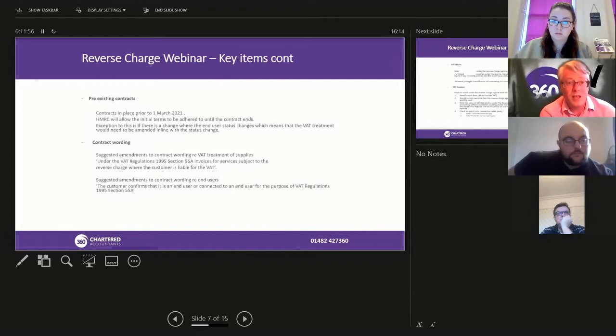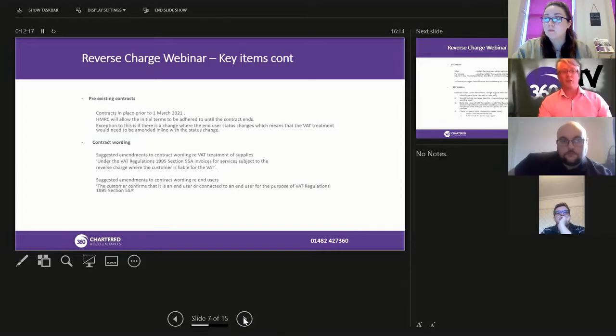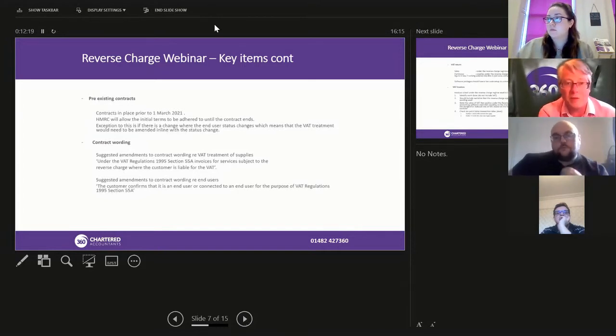So as you'll see, if you've agreed a contract and it's set in stone, HMRC will normally allow you to keep to the terms that you set out before the reverse charge came into place. And as you'll see, there's an exception to this. If there's a change where the end user status changes, for example, if it goes from you're not dealing with them direct to them dealing direct, then you can amend the treatment of the invoice.